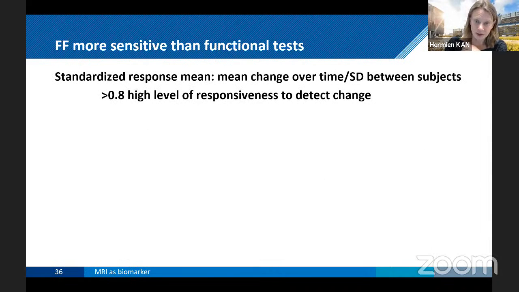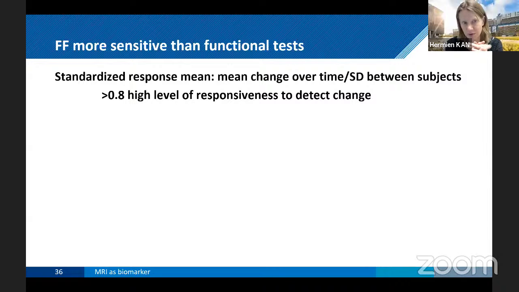Another important concept that it would be great if you listen to my talk today and you remember is the standardized response mean. The standardized response mean is the mean change over time divided by the standard deviation between subjects. So you will get a really high standardized response mean if your change over time is quite large and your variation between subjects is low. If you do not have a large change over time and you have a lot of variability between your subjects, you will find a low standardized response mean.